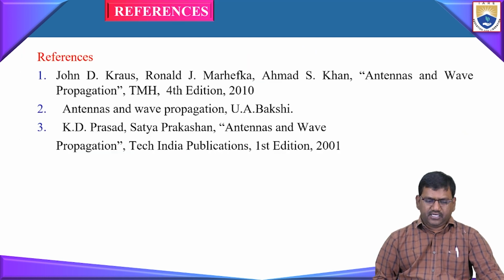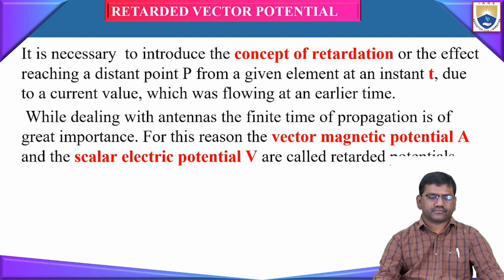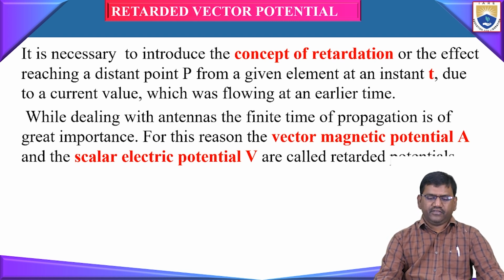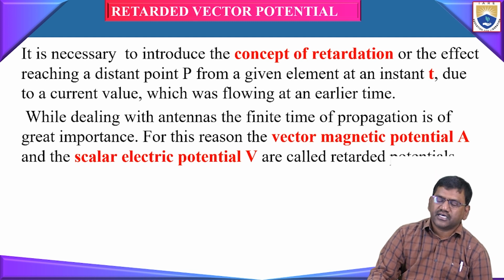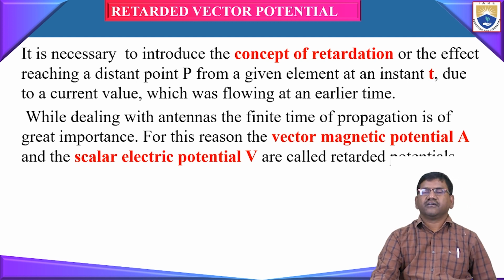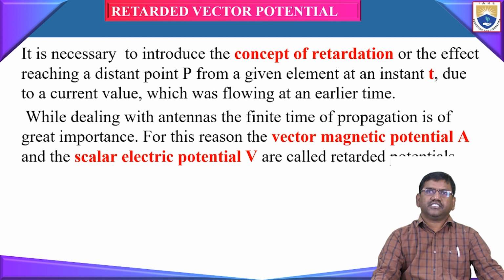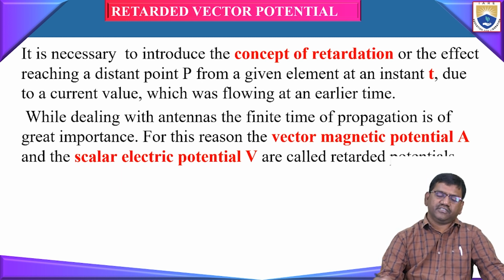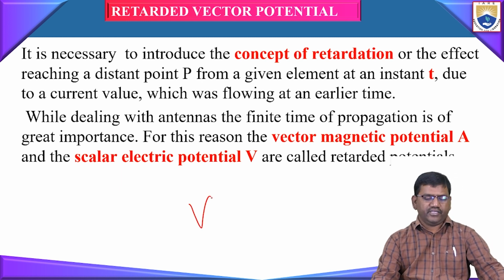Retarded vector potential. While dealing with the antenna, the finite time of propagation is of great importance. Hence the name retarded vector potential. Here, we need to calculate the retarded potentials for the E field analysis and H field analysis. We need to consider all the potentials that are going to reach a distant point. Hence the name retarded vector potential, which is denoted by the symbol V.